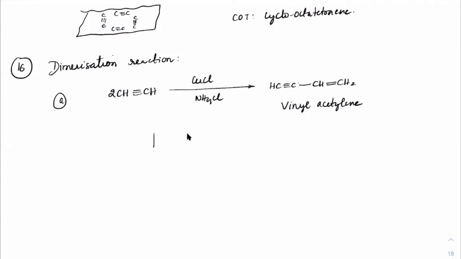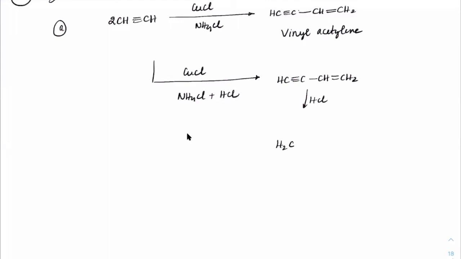acidic medium, same reaction if you are doing it in acidic medium, CuCl, NH4Cl and HCl. Correct. First vinyl acetylene is going to form, that is HC triple bond C, CH double bond CH2, and then because there is an HCl, again the addition reaction will take place here. So we would get CH2 double bond C, Cl, CH double bond CH2. Got it? Now, industrially, this is called chloroprene. The common name used is chloroprene.